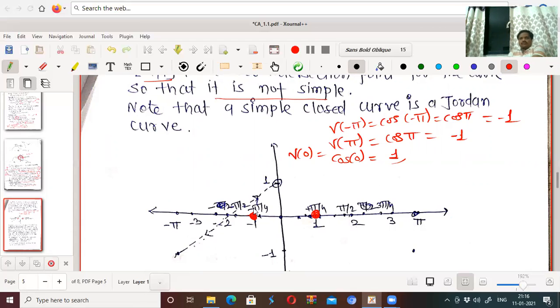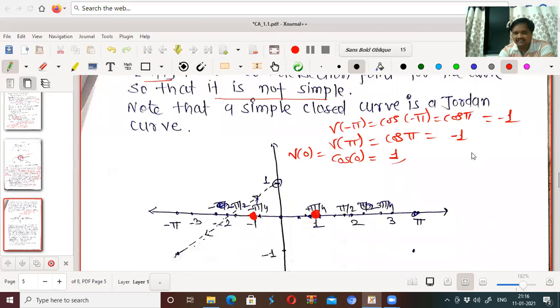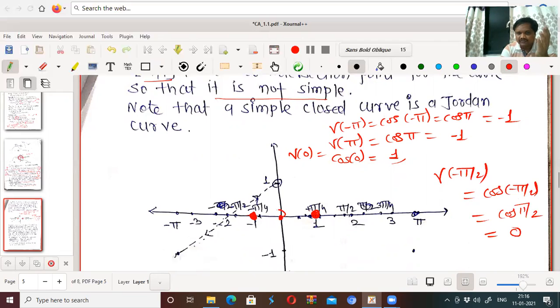Now, cos at 0 is 1. So this is one point, for t equal to 0. This is the second point. Now, between minus pi to 0, which angle is there? Minus pi by 2 angle is there. So what does gamma at minus pi by 2 give? Cos of minus pi by 2 is the same as cos of pi by 2, which is equal to 0. We get this point.